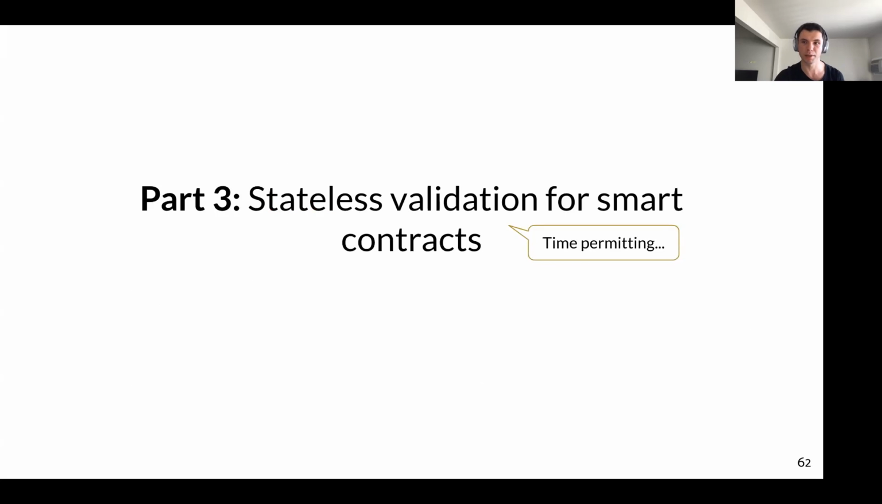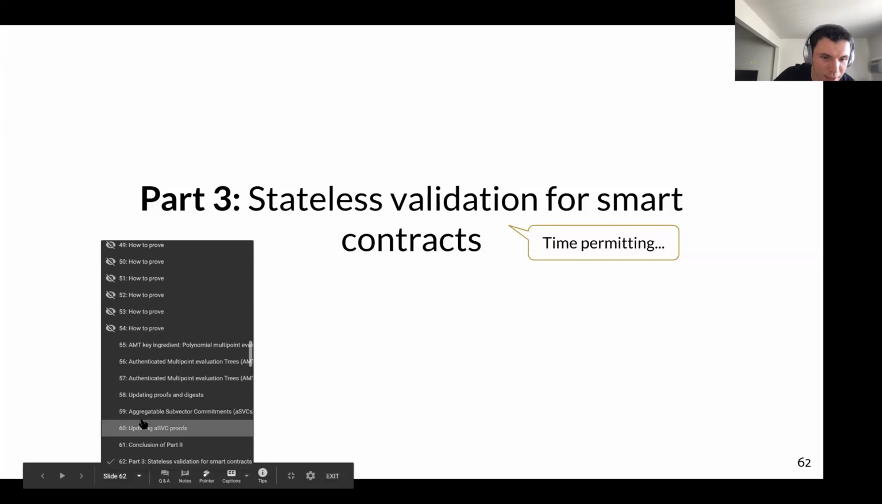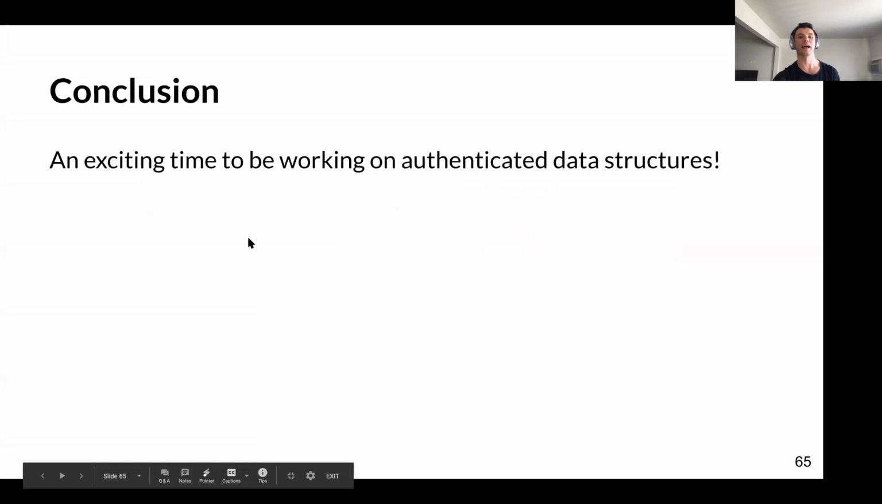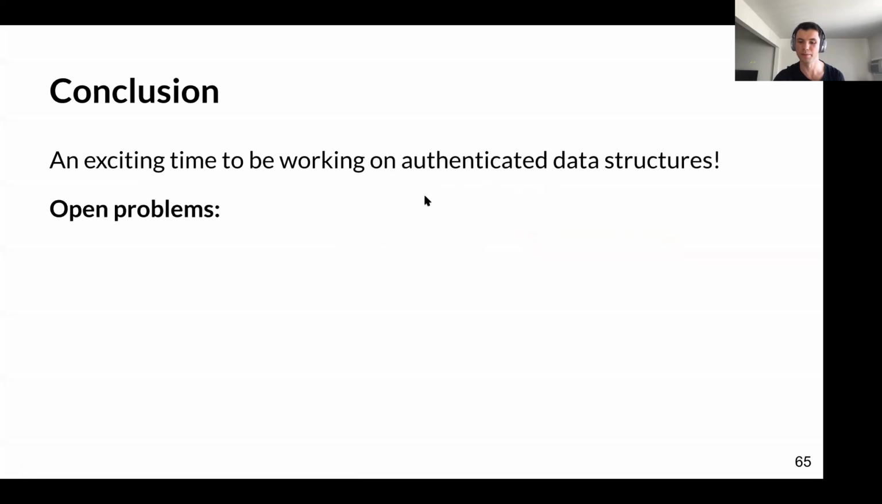And now, time permitting, I was going to go into our latest ePrint about stateless validation for smart contracts, but I can't do that due to time. So let me just conclude. So I think it's an exciting time to be doing authenticated data structures. There's a bunch of cool applications that require more than Merkle hash trees. And I think there's some interesting open problems to work on.